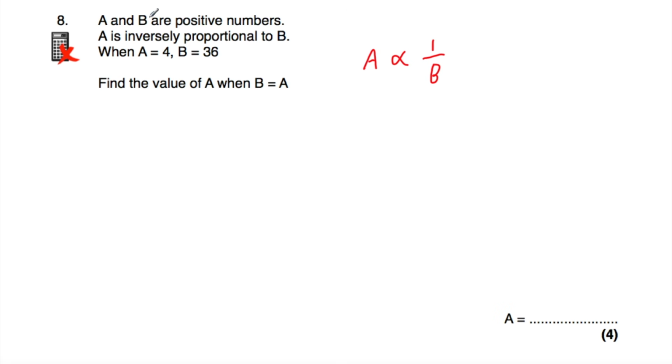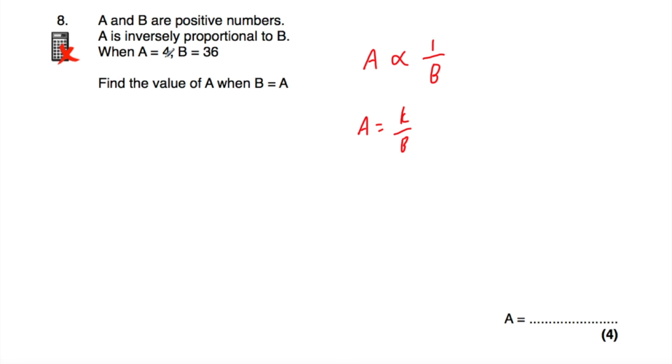Okay, so we've written down what we've been told so far, that a is inversely proportional to b. Now let's get rid of the proportionality symbol by multiplying the right hand side by k, the constant of proportionality. So a would be equal to, and we'll just put k on the numerator, over b. So we've got a is equal to k over b.